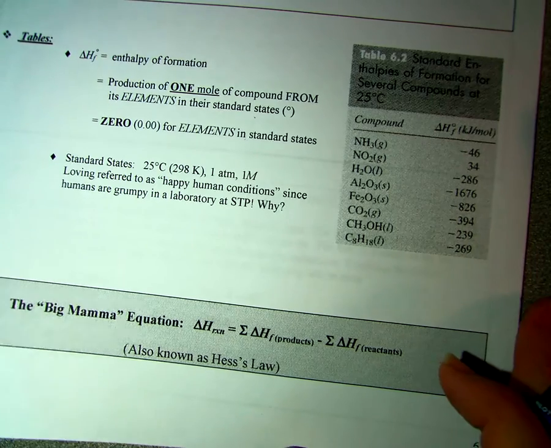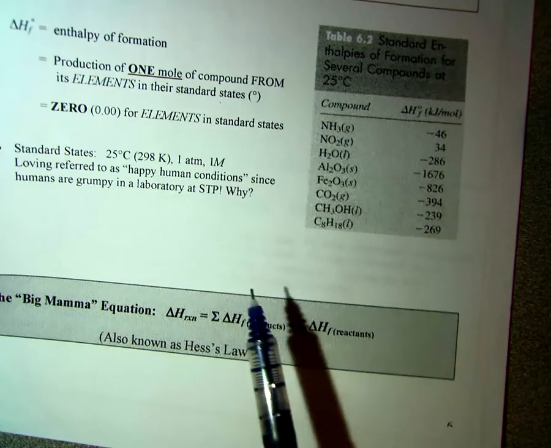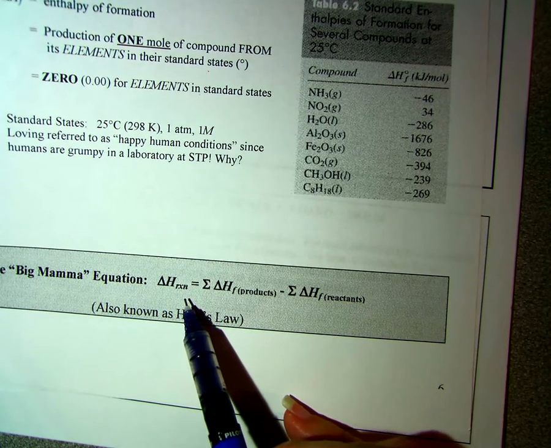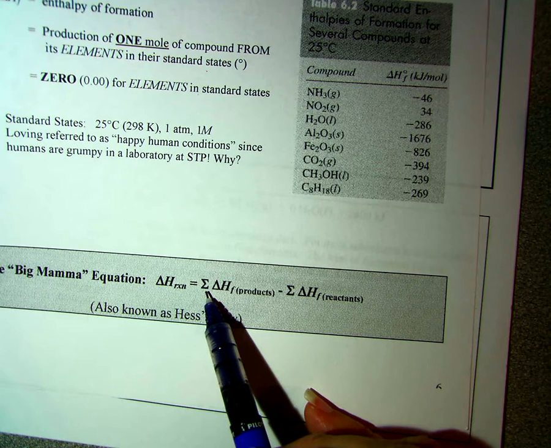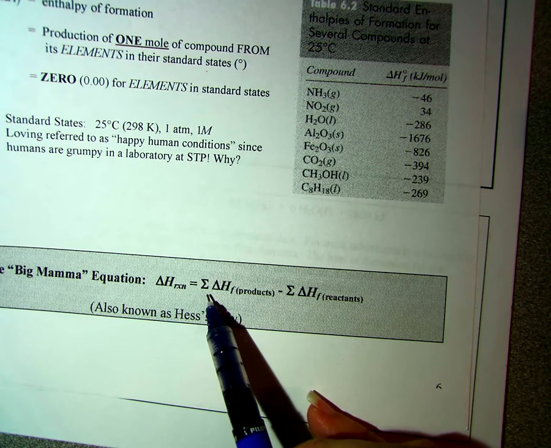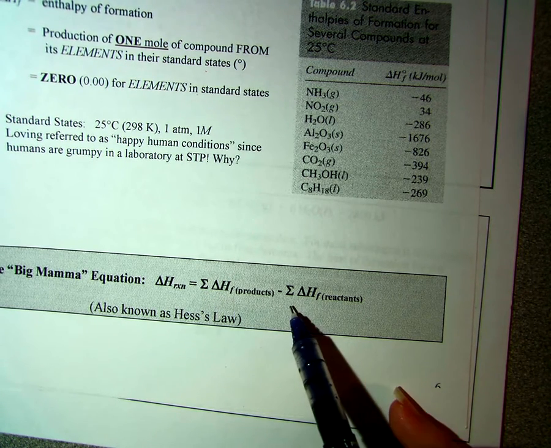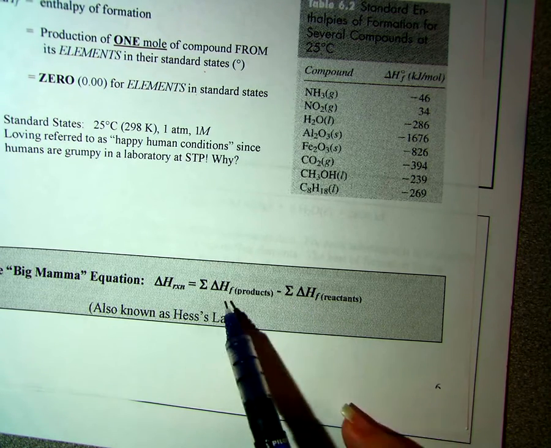The worksheet calls this the Big Mama equation, but this is Hess's law. Hess's law looks at the delta H of the reaction equals the sum, and that's what this symbol means, the sum of the delta H of the products minus the sum of the delta H of the reactants. So we're looking at products minus reactants.